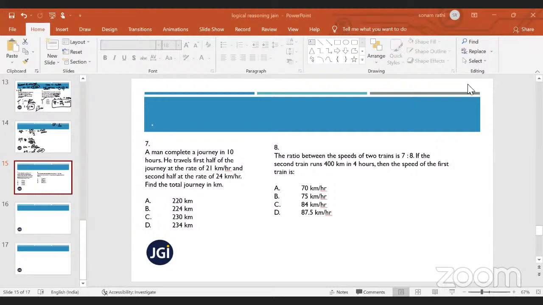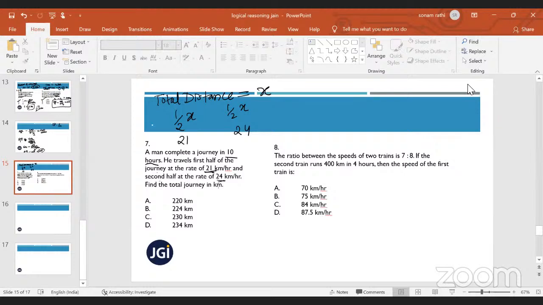Okay, question number 7. A man completes a journey in 10 hours. Okay, so total time is 10 hours. He traveled first half of the journey at 21, second half at 24. Total journey in kilometer. Let's say total distance is X. He is doing first half of it with 21 and second half of it at 24.